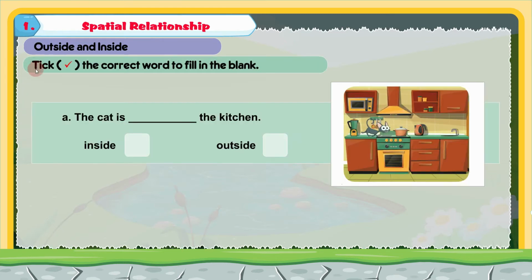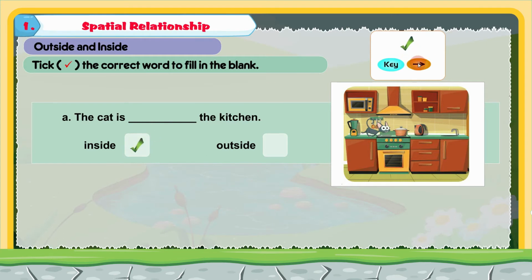The next section here is outside and inside. Here we are given a picture, and according to the picture we have to fill in the blank. Tick the correct word to fill in the blank. A. The cat is dash the kitchen. So where is the cat? The options given are inside and outside. We have to tick the correct option. The cat is inside the kitchen. So we will tick the option here as inside.